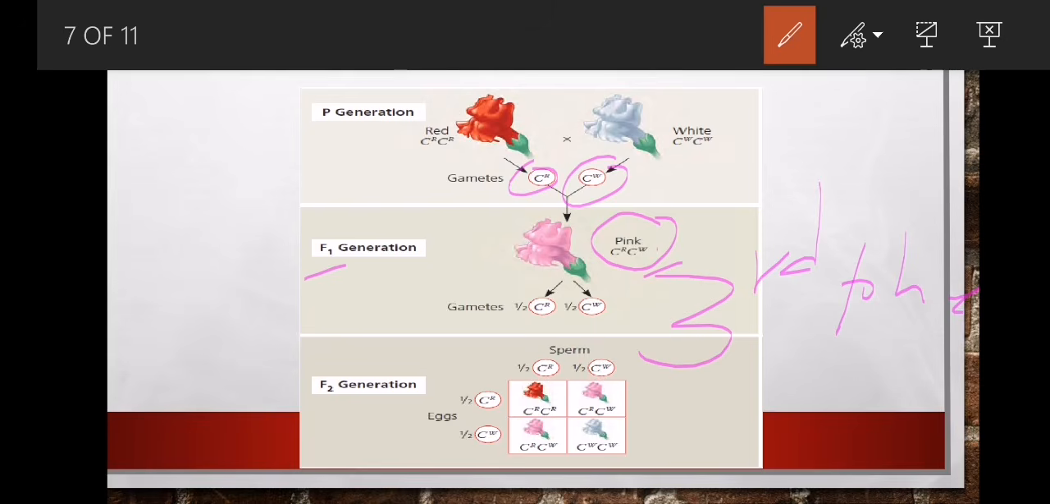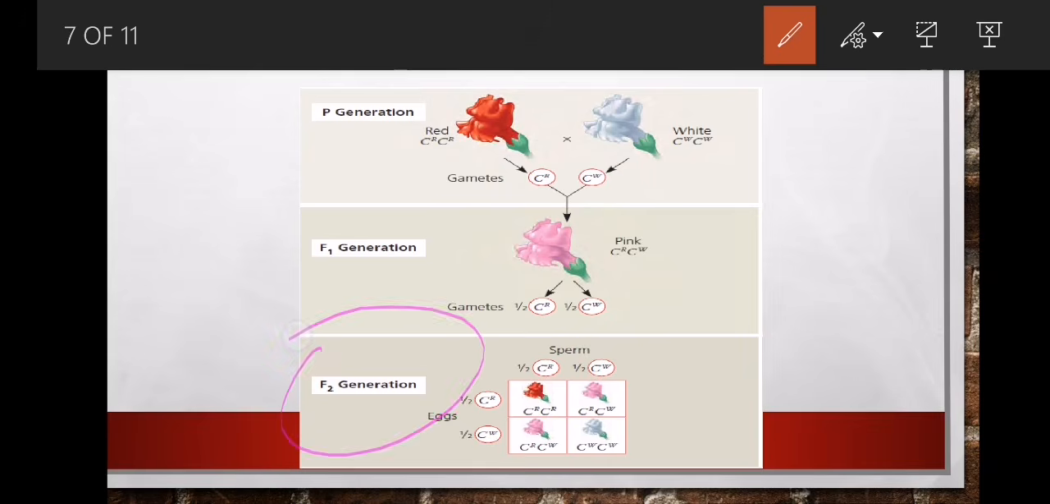White is number 1, red is number 2. Then we have a third one, which is pink. Then we can say it's what? It's an incomplete dominance. Let me assist you to understand this. In this case, people, they will ask you to provide a phenotypic ratio of the second generation. What is the phenotypic ratio of the second generation?